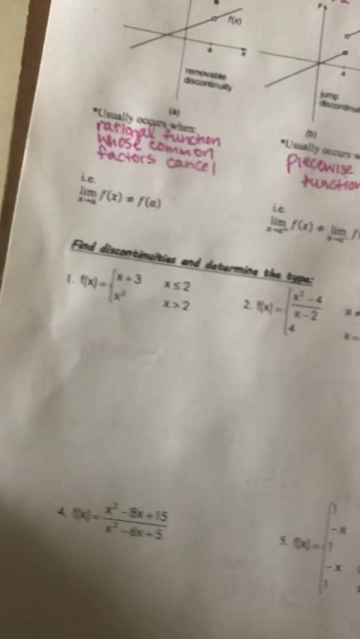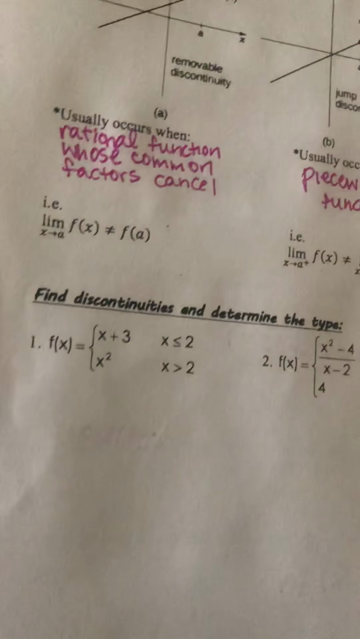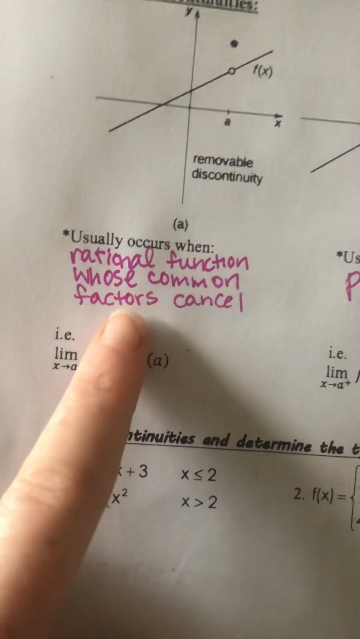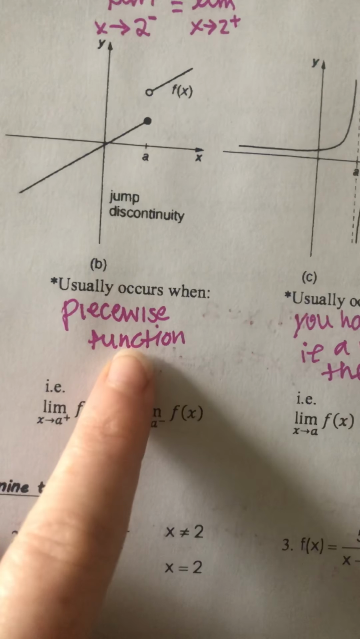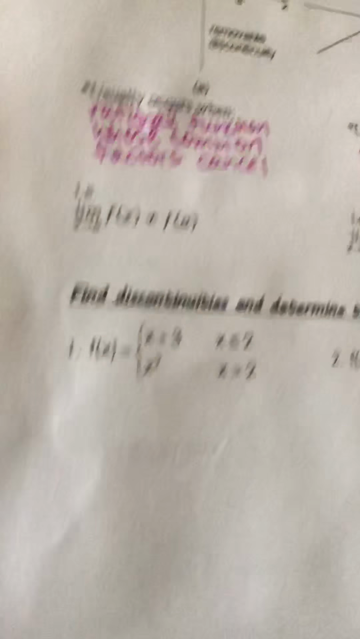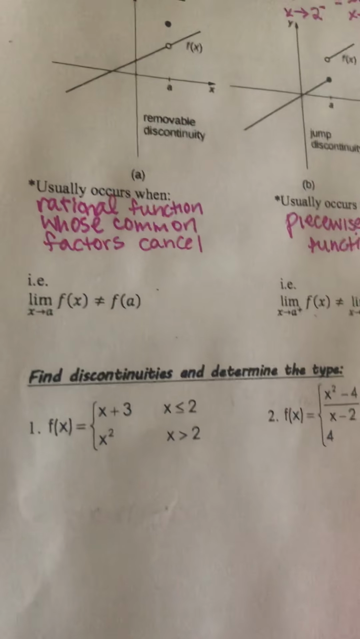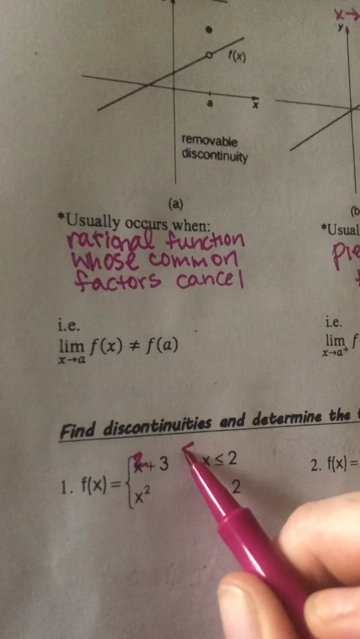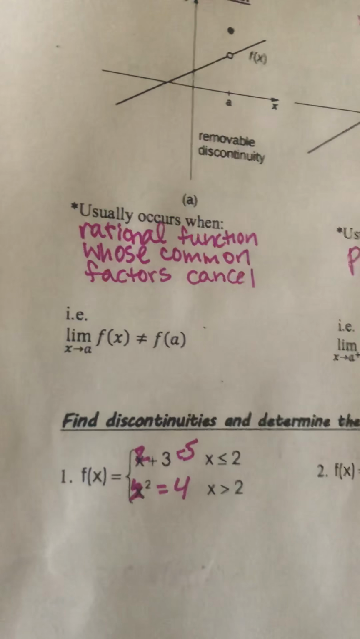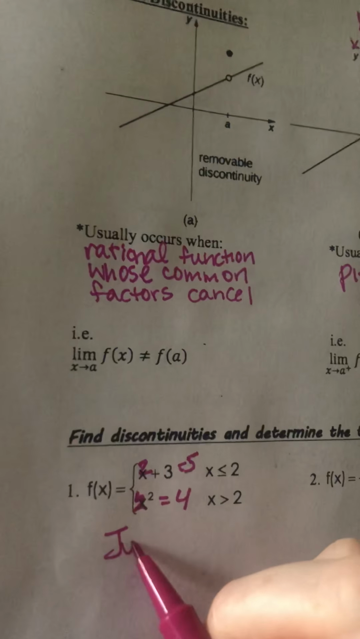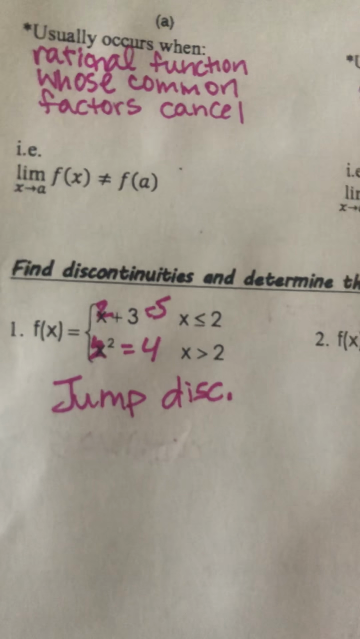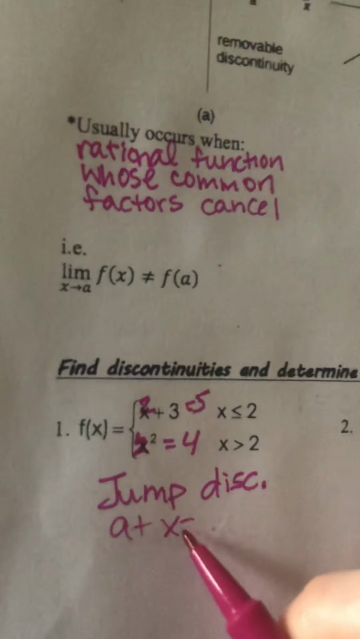All right, so the last thing for this idea is to look at these 5 examples and determine which type of discontinuity is happening. So you have removable, where you would have common factors canceling, piecewise function would be jump, and then for infinite discontinuity, you have a vertical asymptote. All right, so let's look at number 1. If we were to plug in 2 to the left side of this function, we would get 5. The right side would be 4. So that is definitely going to be a jump discontinuity. We have a piecewise function that equals 2 different values on either side. Okay, and it's at x equals 2. That's your jump.